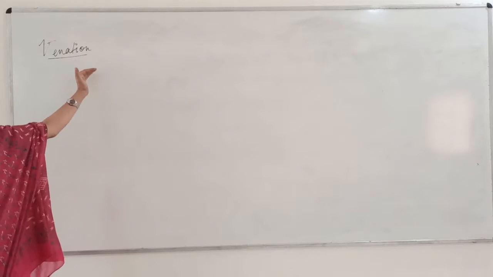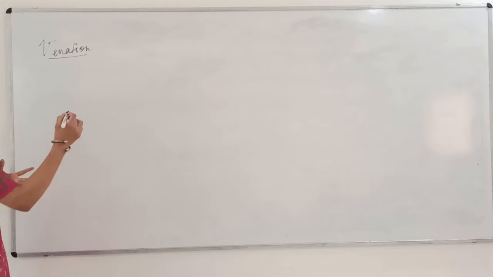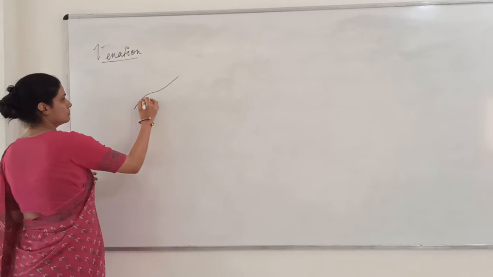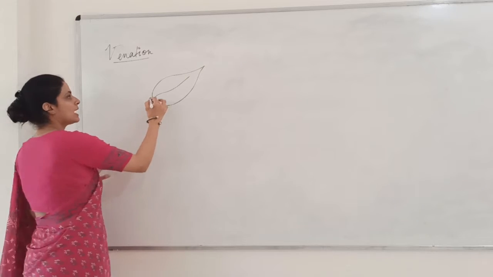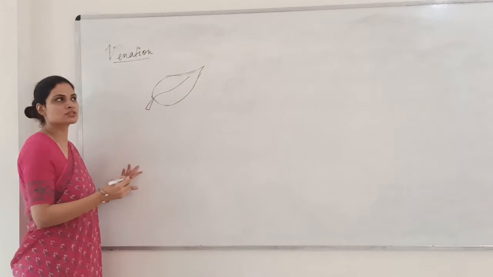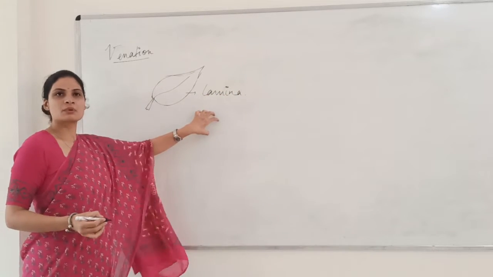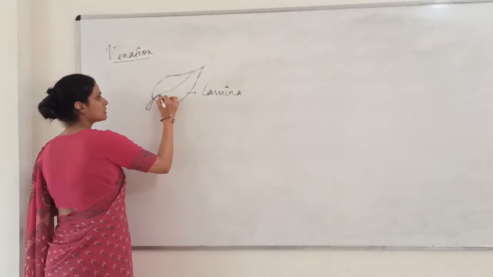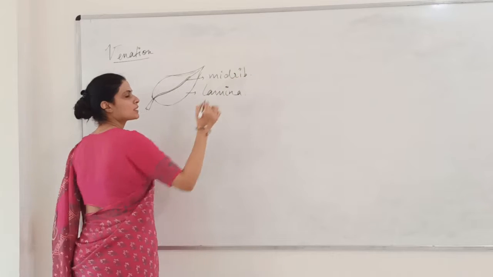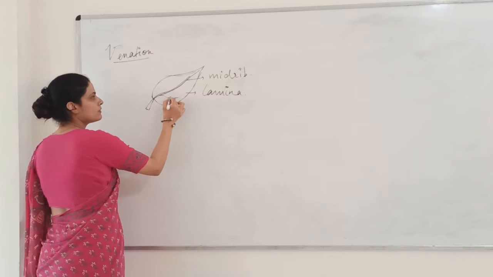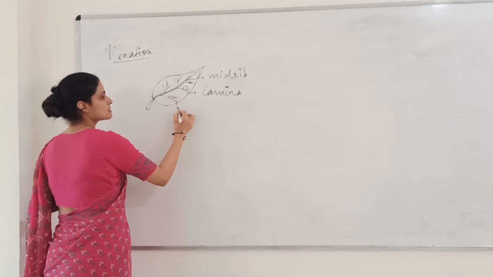Before coming to this topic, venation, we are going to have a quick summary of the different parts of the leaf. You must know that the leaf is a broad green flattened structure, and this broad green flattened structure is called the lamina. This lamina consists of a thick central vein which is called the midrib. Now, this midrib gives rise to further small branches which are called veins.